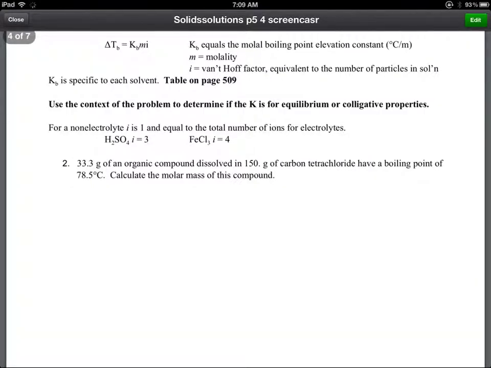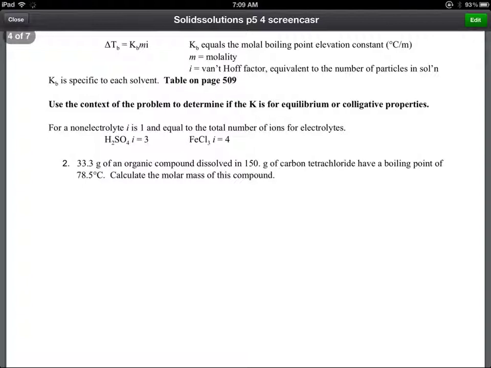Okay. The equation for the change in temperature is delta TB, so again, B for boiling, equals KB, and again, I apologize that this is another K. You'll always have to look at the context of the problem to see which K they mean. So this is a K sub B, and this is not the equilibrium constant for a base. This is the molal boiling point elevation constant, and this is measured in degrees Celsius per molality. So again, that should be italicized.